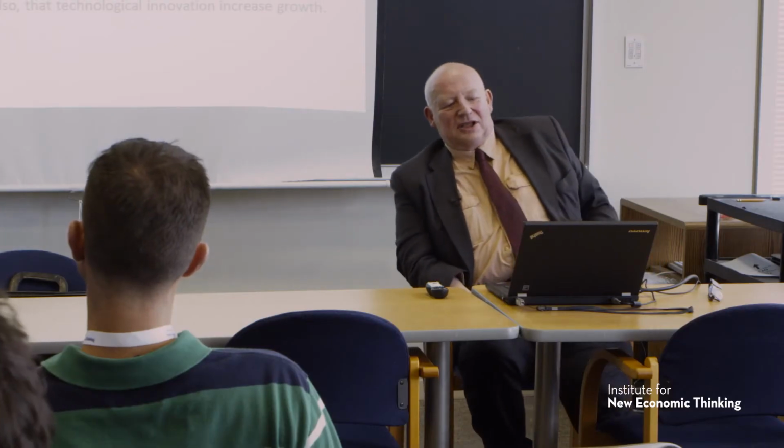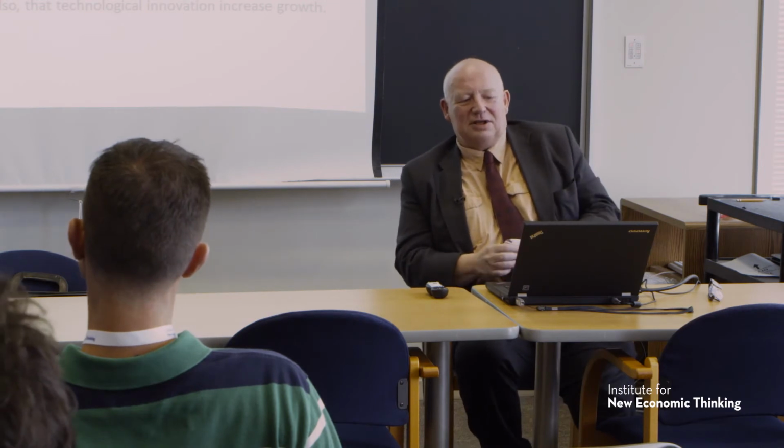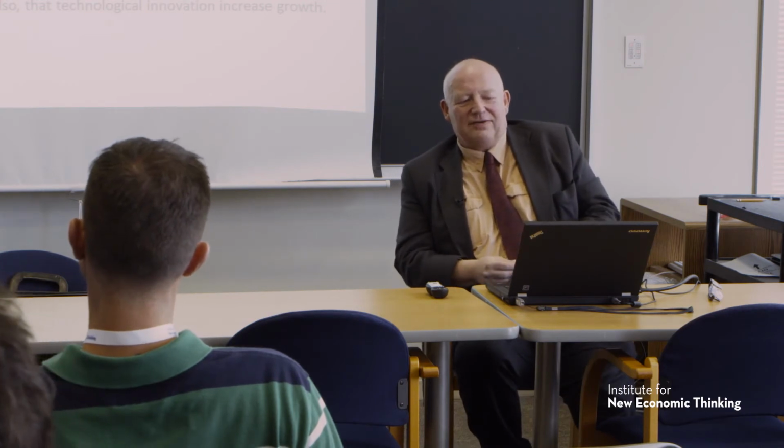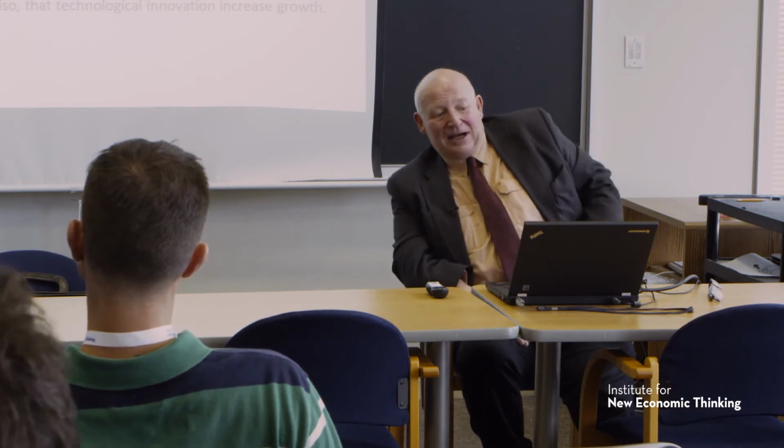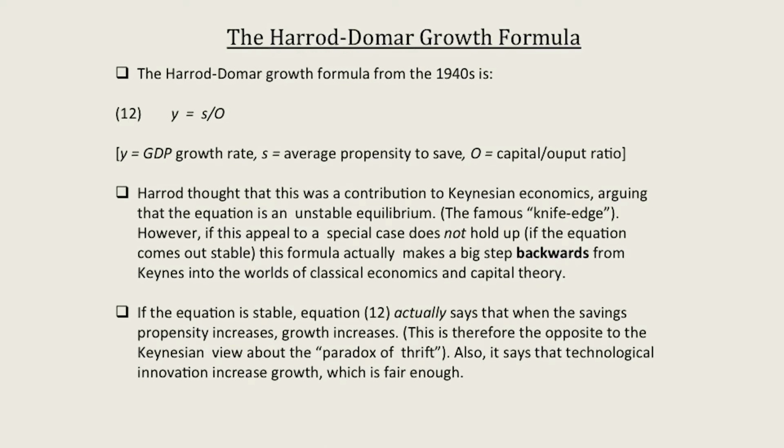Now, what about the classics type theory? Well, I hit on this way of deriving a generic classics type theory by going back to the Harrod-Domar growth formula from the 1940s, which in the notation I use, lowercase y is the growth rate, S is the average propensity to save, and I'm going to be using the symbol O to stand for capital output ratio. In the actual Harrod equation, I forget what it was, S over C or something like that.